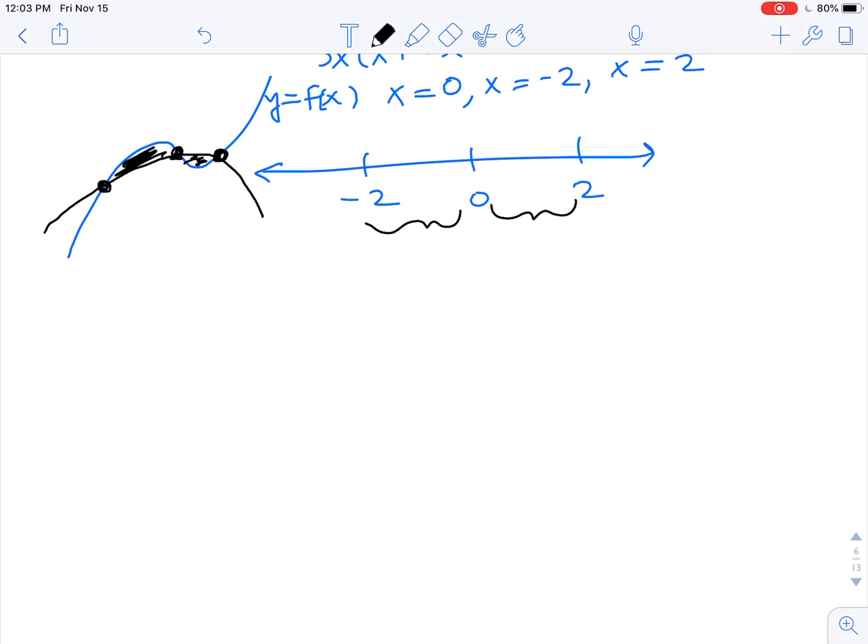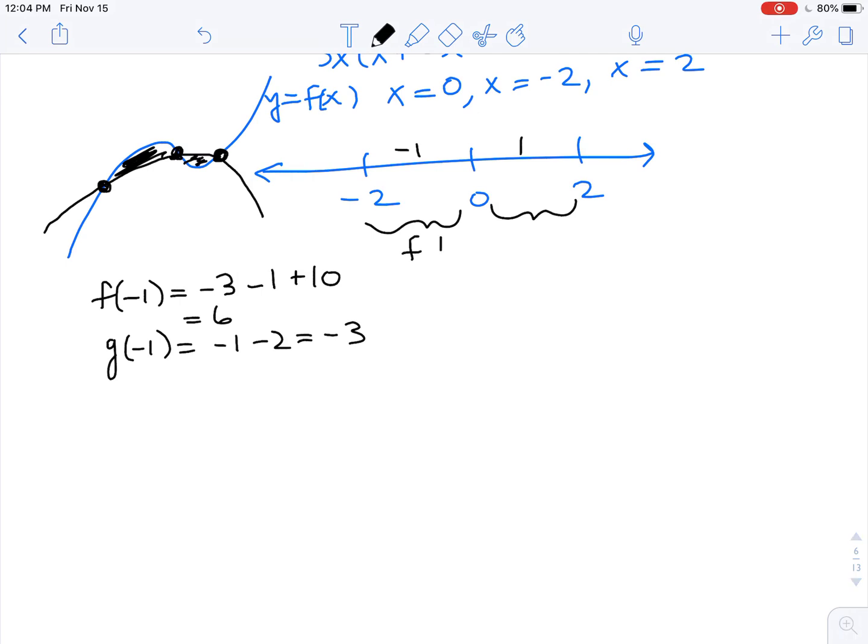So I'm going to test negative 1, and I'm going to test positive 1. I'm going to do f of negative 1, get negative 3 minus 1 plus 10. So I got 6. And I'm going to do g of negative 1 and get negative 1 minus 2, which is negative 3. So f is on top from negative 2 to 0.